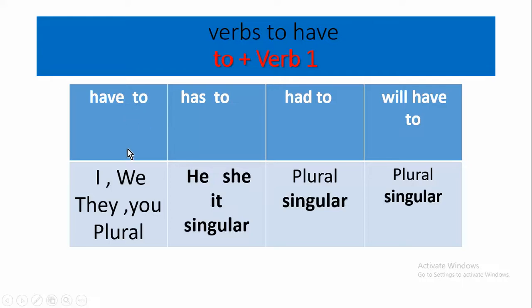Have to is always with plural: I, we, they, you. Plural, I mean, if you put two persons as a subject, as Muna and Ali have to drink their milk every day. Has to is for the singular, as you say, Ali has to do his homework, and he, she, and it.